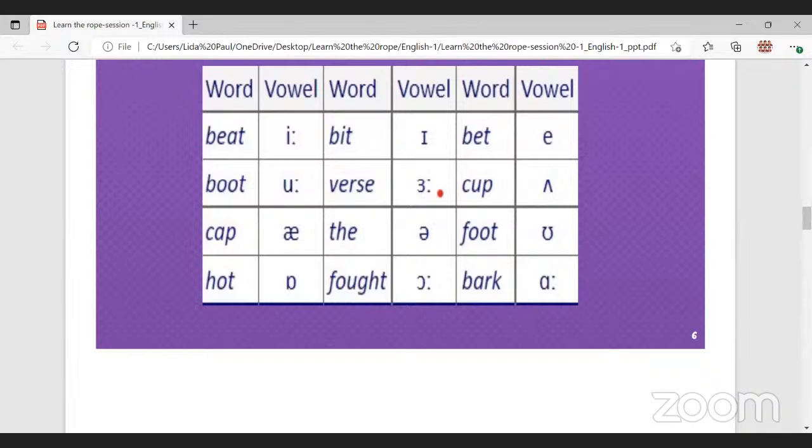Okay, then you have cap. The vowel sound here is a. Okay, not a. A. This one is again very specific to English. A, cat. Okay, packet, cap, can, all of them. The sound is a, and p, cap.